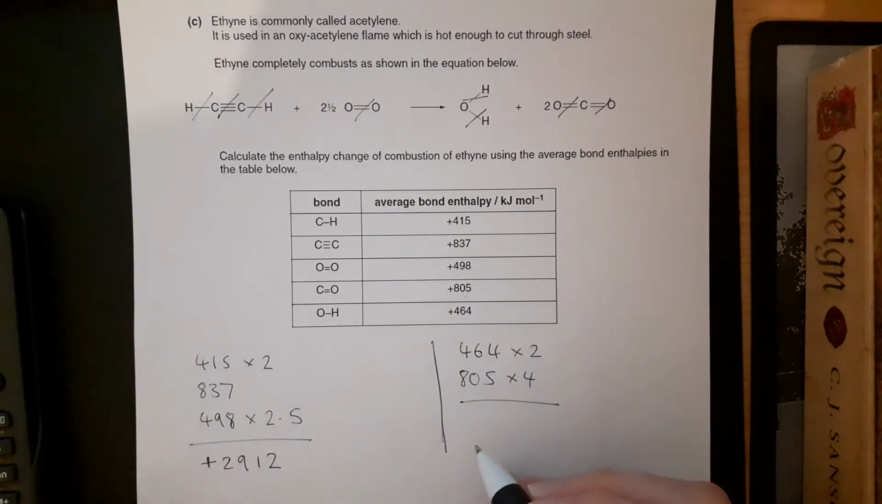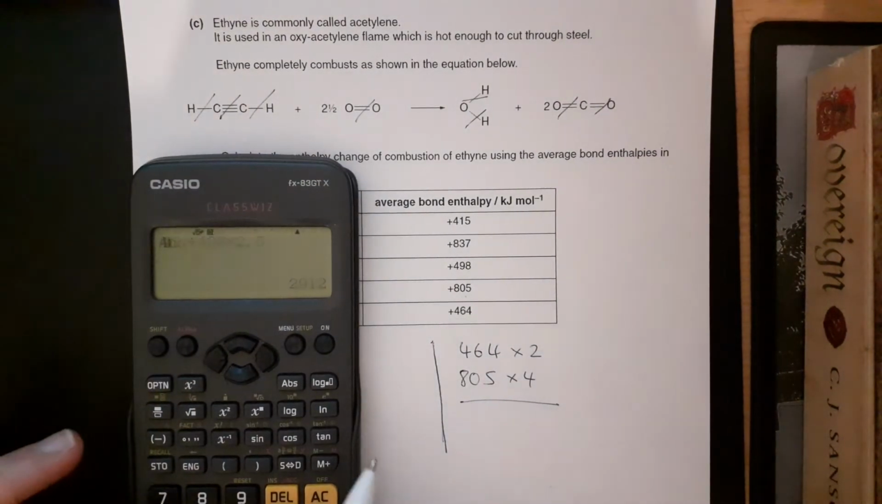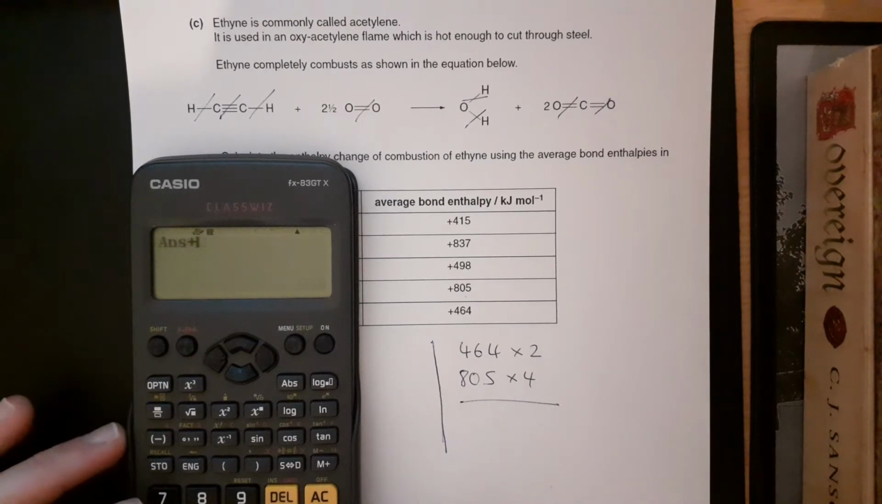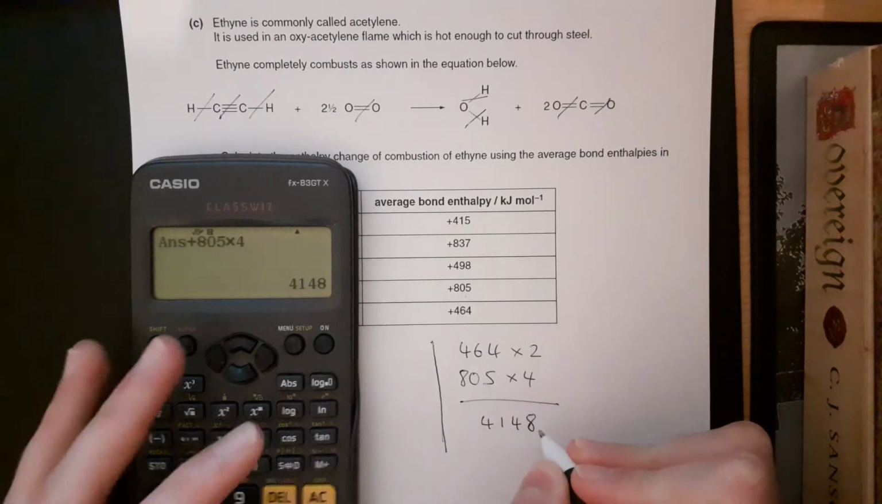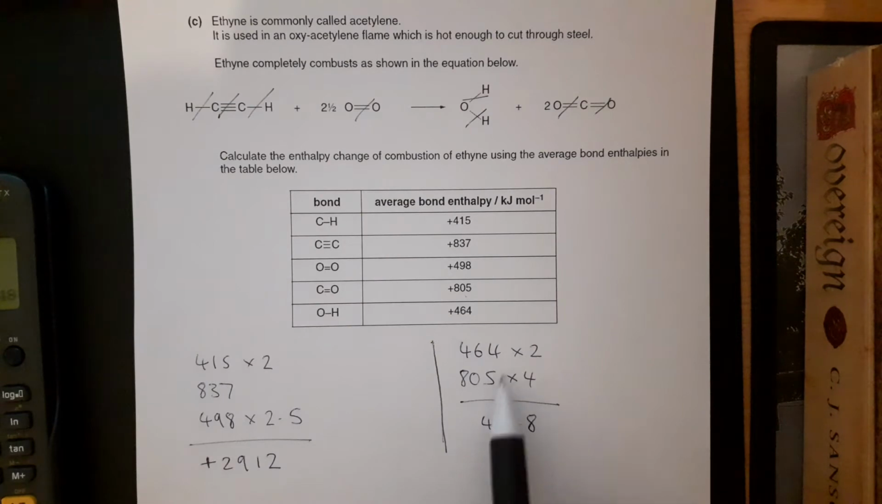So we need to add this up. 464 times 2 plus 805 times 4 is 4148. And these are the bonds that are being formed in the products. Now, forming bonds is an exothermic process. It releases energy. So we're going to get that much energy given out.